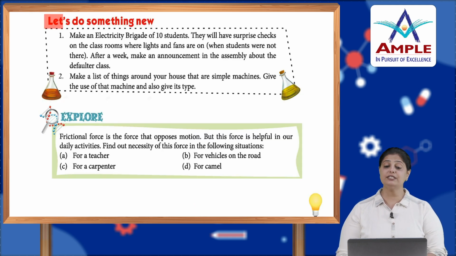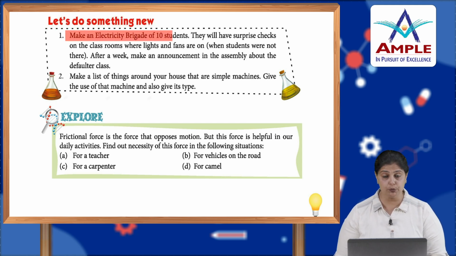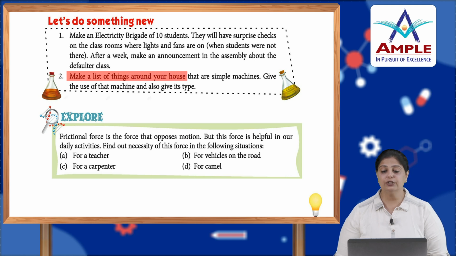Now, let us do something new. You have to make an electricity brigade of 10 students. They will have surprise checks on the classrooms where lights and fans are on when the students are not there. After a week, make an announcement in the assembly about the defaulter class. Make a list of things around your house that are simple machines and give the use of that machine and also its type.